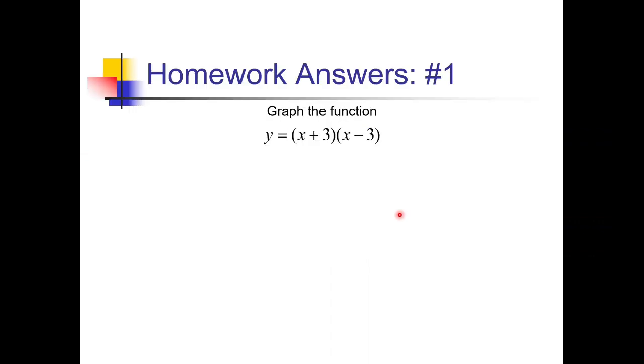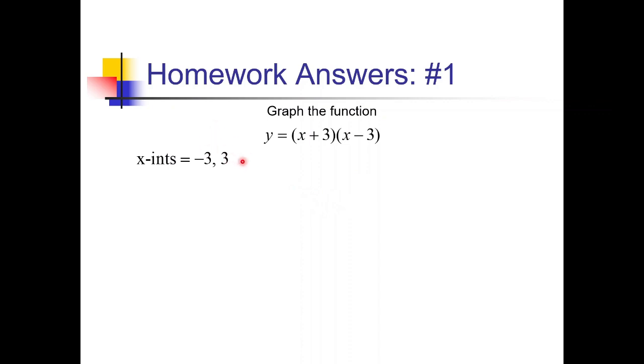For this problem, we're trying to graph this y function here. Since this is in intercept form, we're going to start by getting the x-intercepts, which we just have to zero out each of these parentheses. So for this first one, we're ending up with -3, and for the next one, we have +3 for my x-intercepts. So that gives me 2 points I can put on my graph.